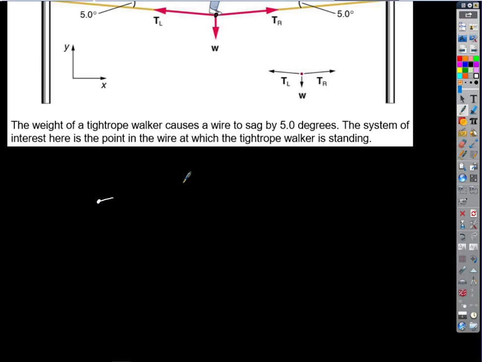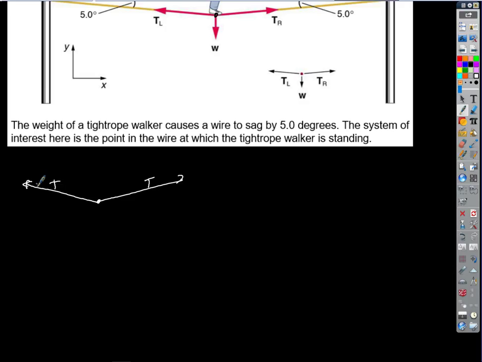So we've got something like, these are both T, right? In this case, I can just call them both T. I mean, I should say T left and T right, but aren't they going to be the same because of the symmetry of the problem here? Is he in the middle of the wire? He's exactly in the middle of the wire.